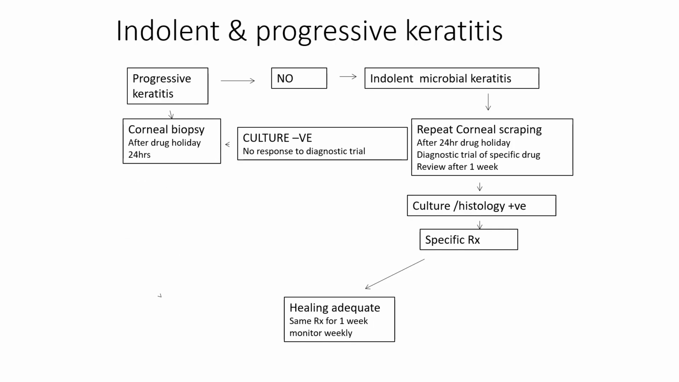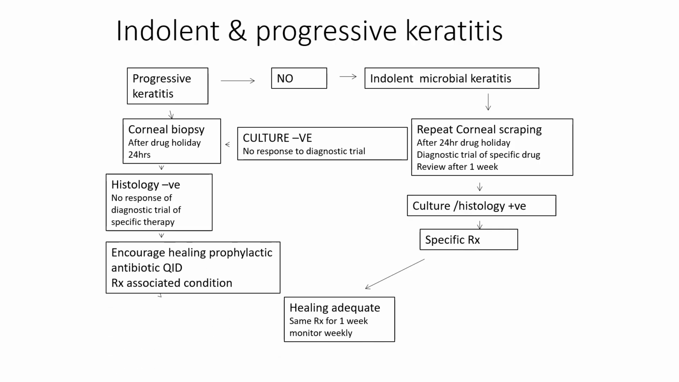If it is culture negative, you can plan for a drug holiday and do a corneal biopsy. Corneal biopsy is a very useful thing where you send a small piece of cornea both to histopathology as well as microbiology, and it can help you in detecting organisms in case of indolent and progressive keratitis. If it comes out to be negative, then you have to make sure that you start your treatment again. Keep the patient on check, and if it doesn't heal totally, maybe you'll have to think about a TPK.